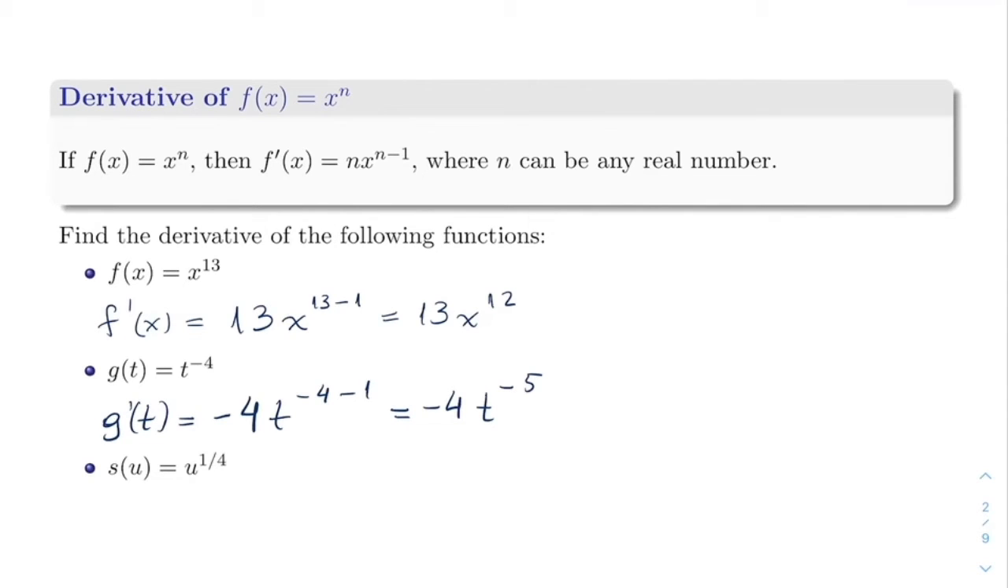And finally, we can do the same thing when n is, for example, a fraction. So in this case, 1/4. So in this case, the derivative s prime of u will be equal to, take out the exponent and subtract 1, and this will be equal to 1/4 u to the negative 3/4. Okay, so we can follow this formula for all the functions of the shape x to the n, where n is any real number.